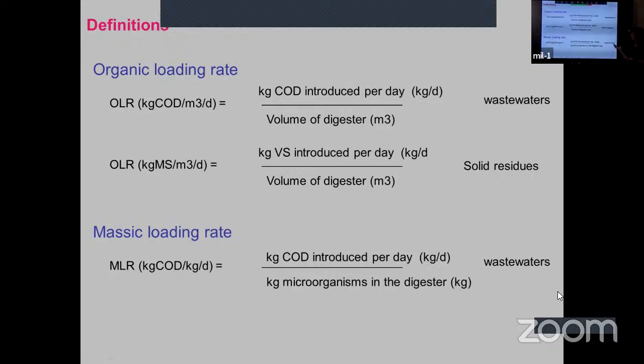You can also have a massic loading rate, which will be the mass of COD introduced each day, divided by the mass of microorganisms in the digester.